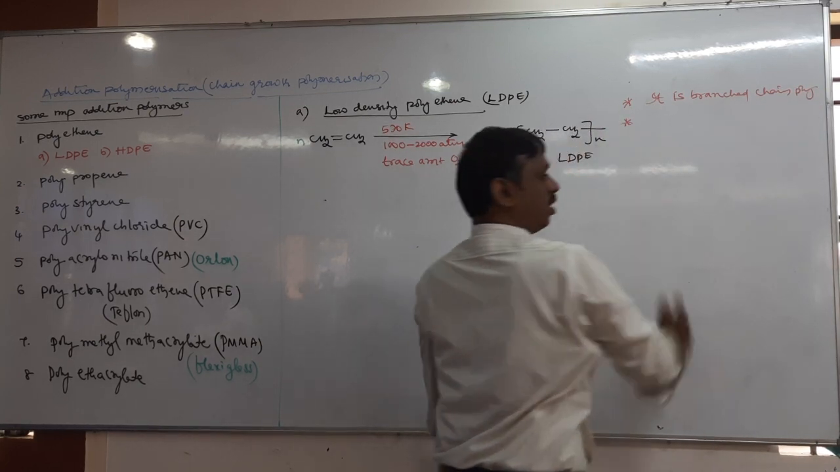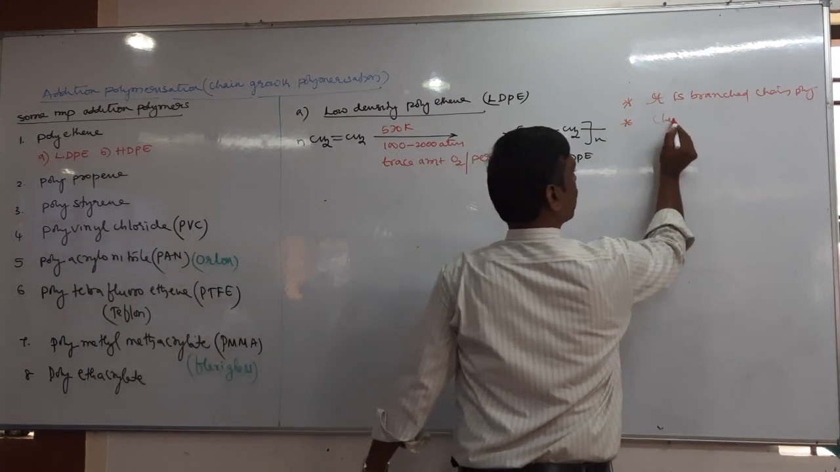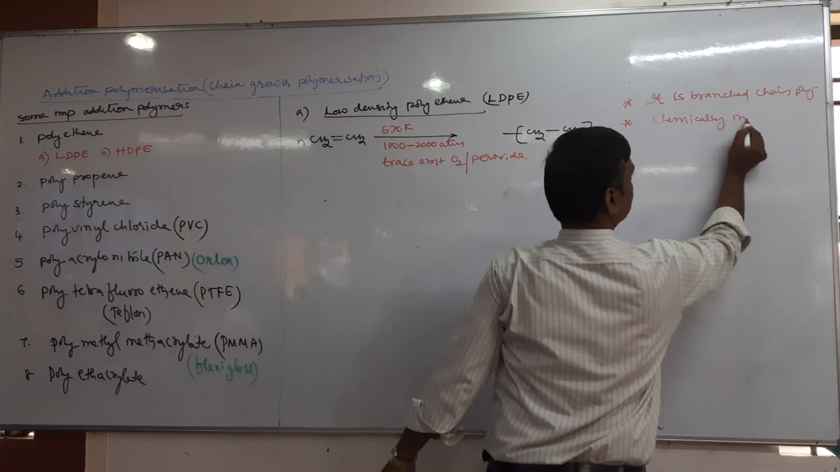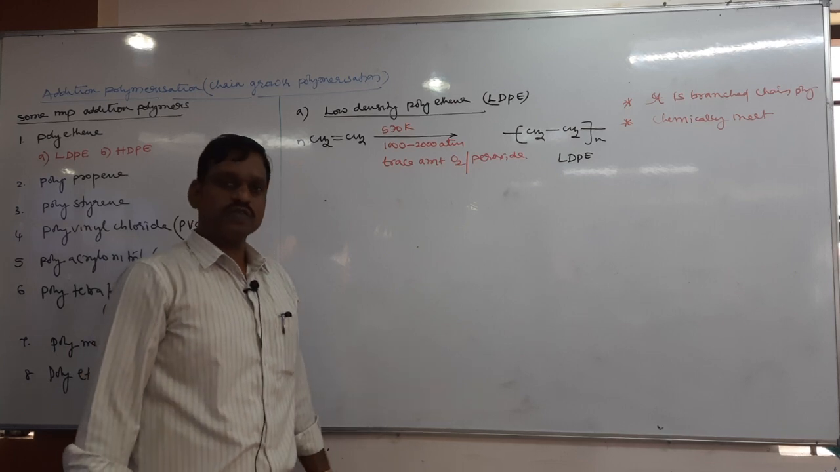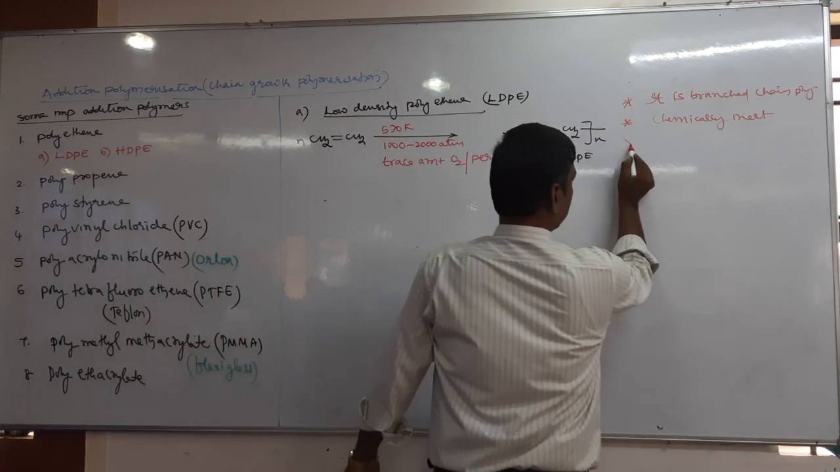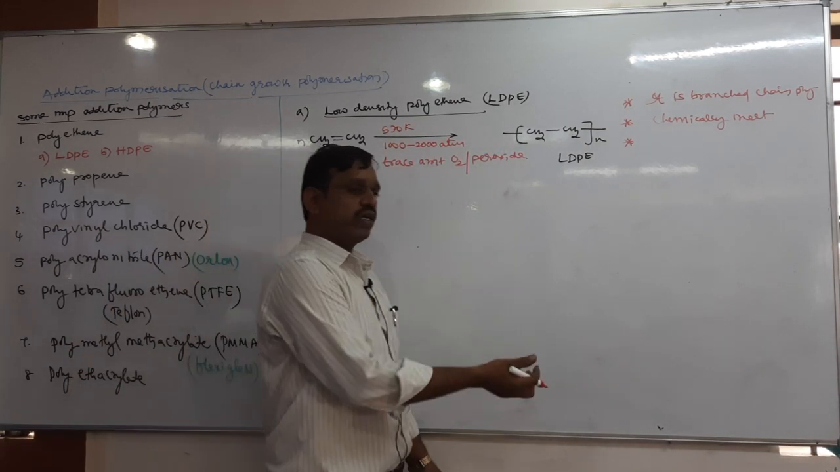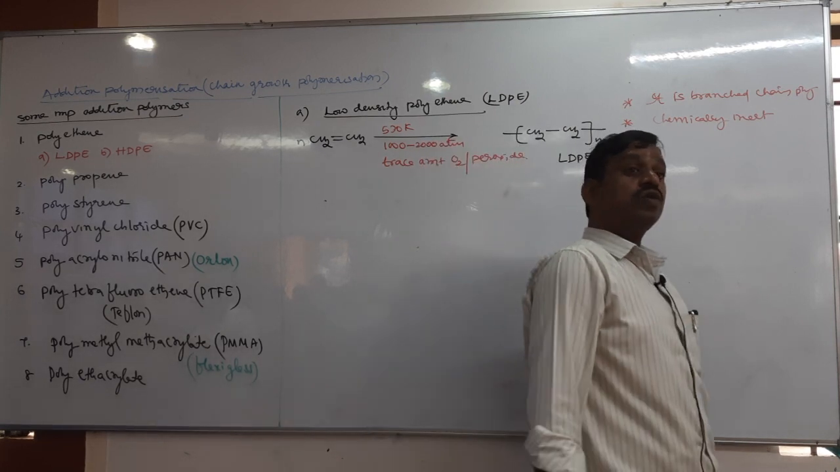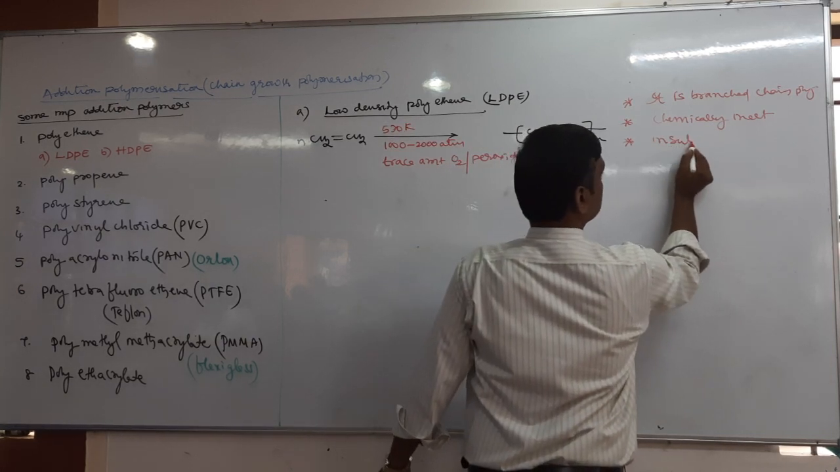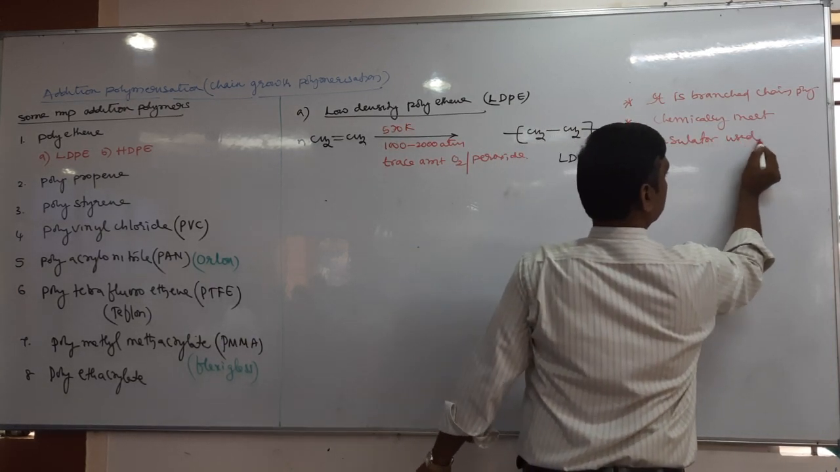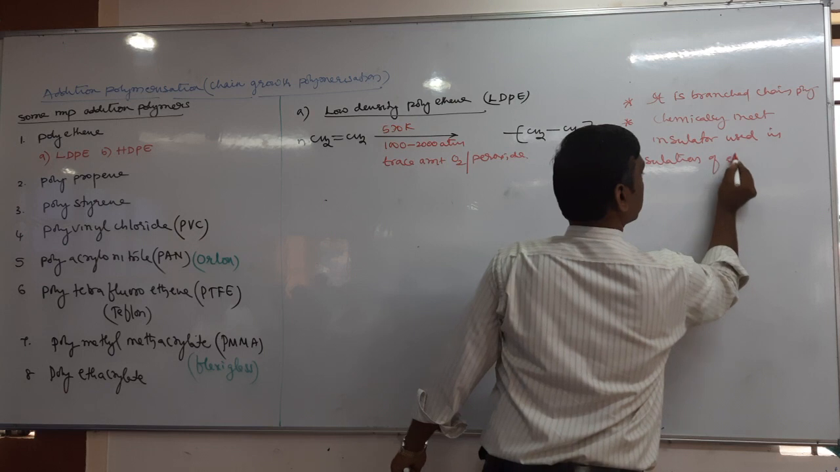Next, it is a branched chain polymer and chemically inert, no? It is chemically inert because all the polymers, particularly the synthetic addition polymers, are chemically inert. Next, whether it is an insulator or conductor, all are insulators. So it is an insulator, therefore it is used in the insulation of electric wires, right?